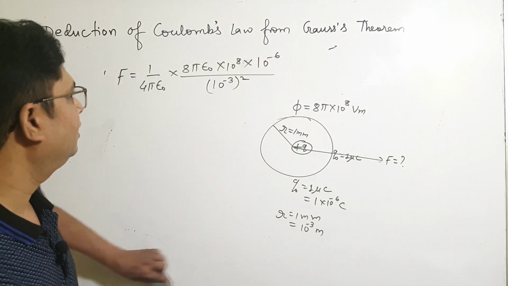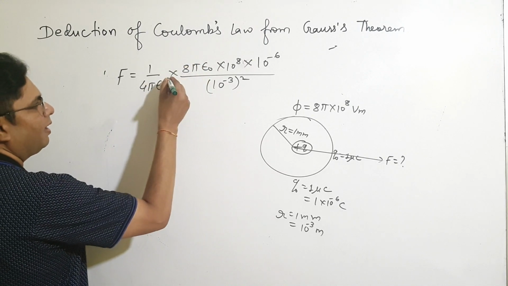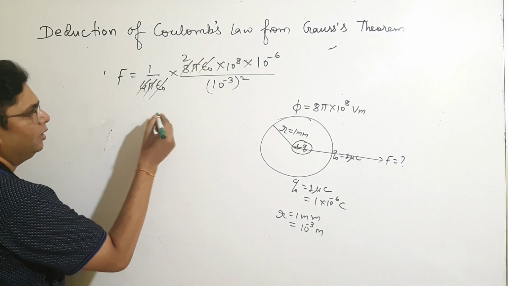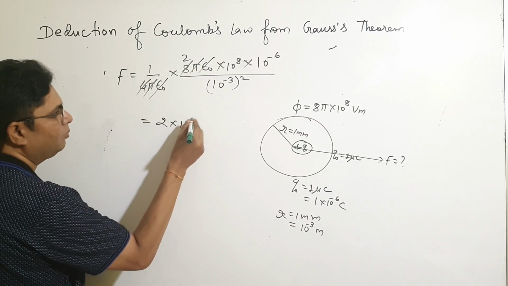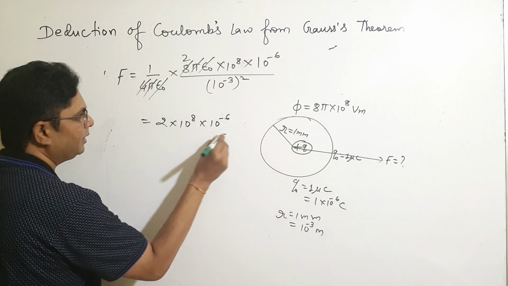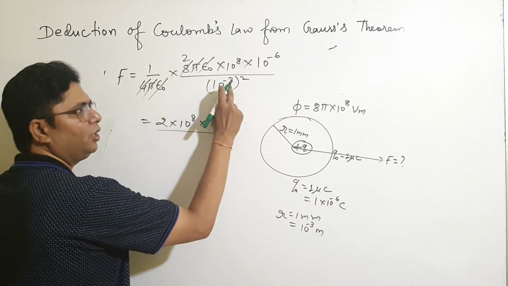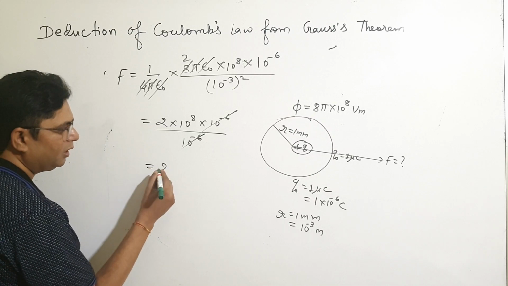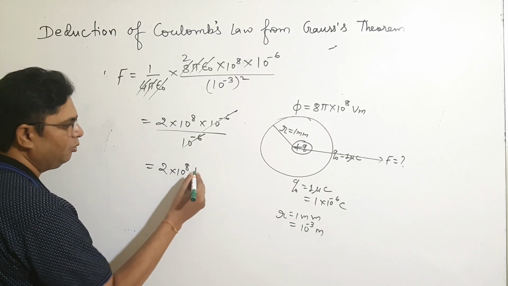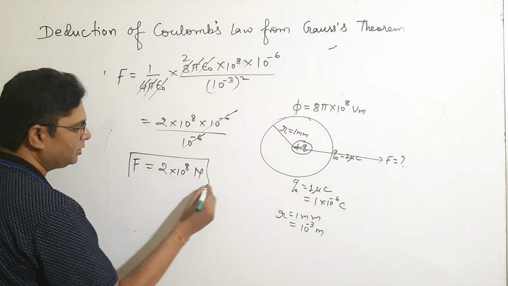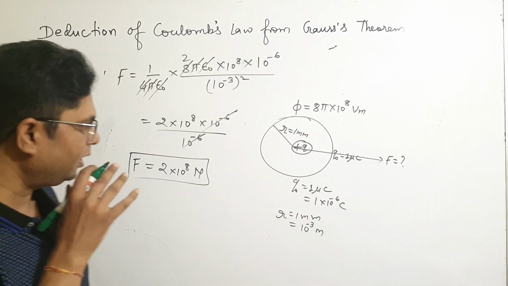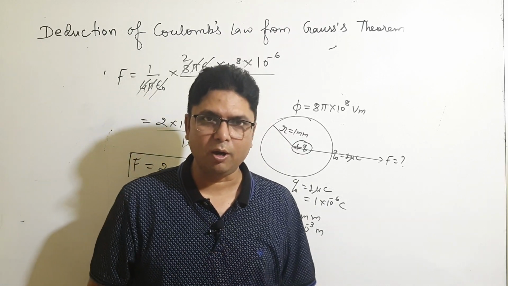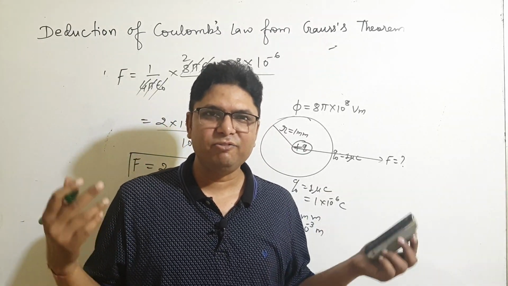Now just solve it. Here epsilon naught cancels out, pi cancels out, 4 cancels to 8, you get 2 here. So you have 2 into 10 to the power 8 into 10 to the power minus 6. In the denominator, 10 to the power minus 6 cancels out. So you get 2 into 10 to the power 8 Newton. Thus you get the force. This numerical uses two formulas, Gauss law as well as Coulomb's law. Thus you are enjoying physics.